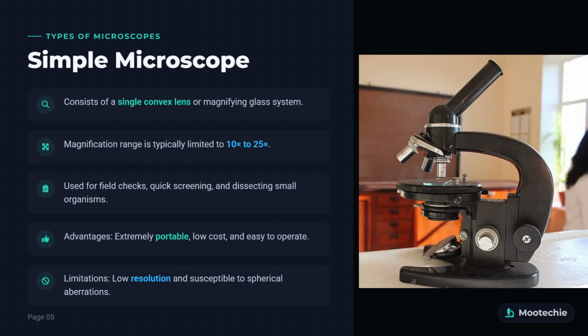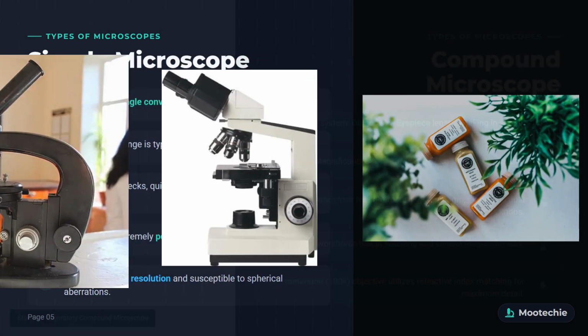It's often used for field checks, quick screening, and dissecting small organisms, a handy tool for biologists on the go. Its advantages are clear. It's extremely portable, low cost, and easy to operate. However, its limitations include low resolution and susceptibility to image distortions called spherical aberrations, which is why we need more complex scopes for microbiology.